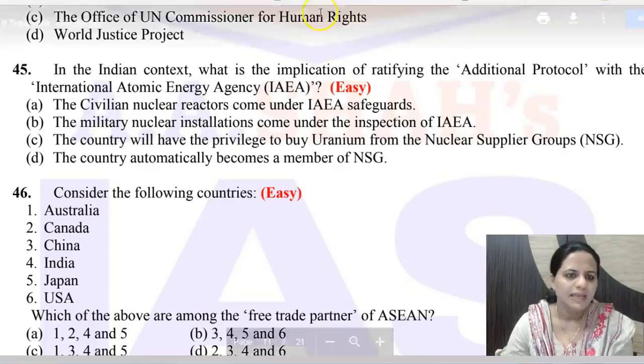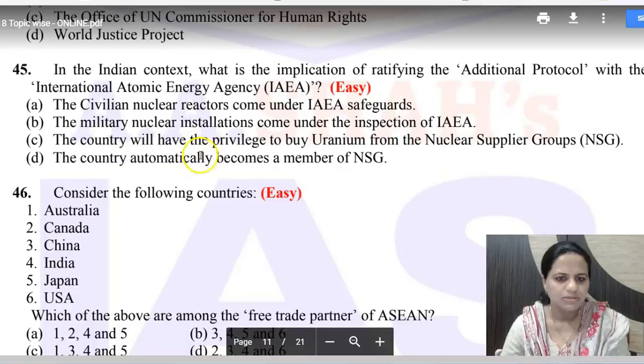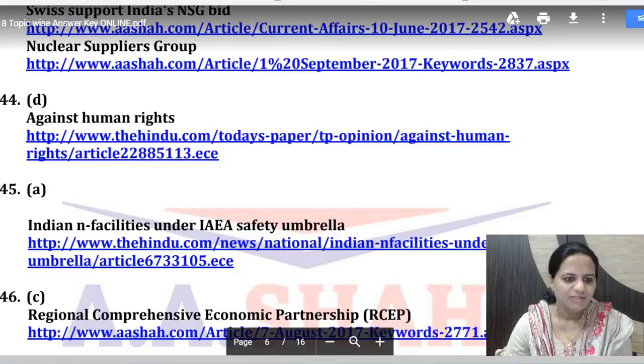The military nuclear installations do not come under the inspection of IAEA. And we have still not become a member of NSG. So, of course, this C option is also incorrect. And we have not become automatically members of NSG. The correct answer for 45 is A.